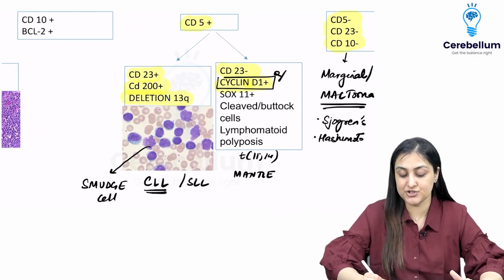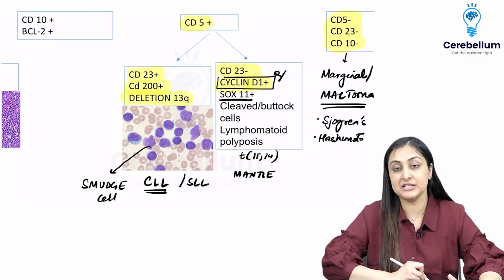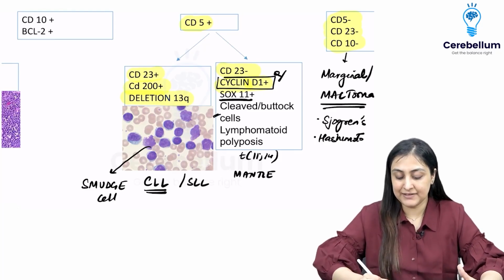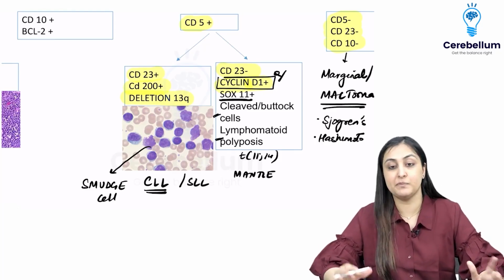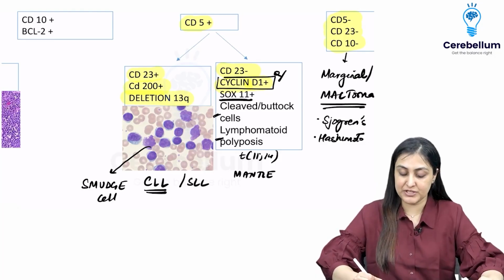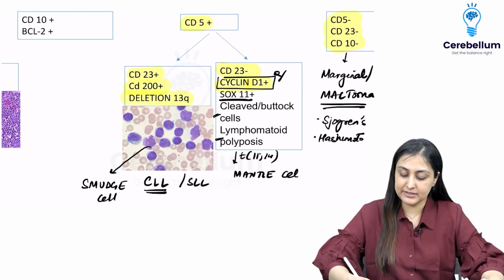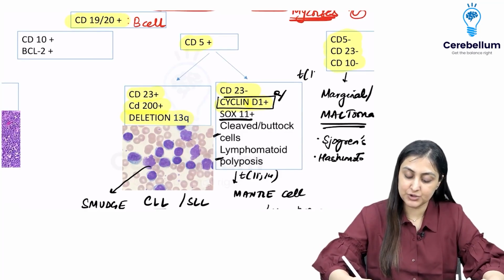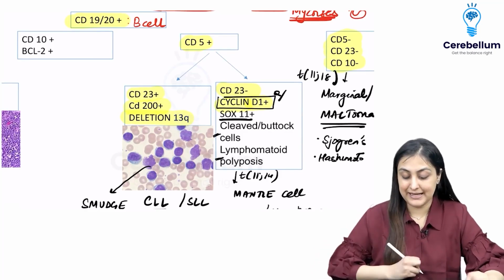This is also a repeat question. In certain cases where D1 is negative, you can also get SOX11 positivity. You can get cleaved cells or lymphomatoid polyposis. These are just 2 extra edge points for you. So this is your mantle cell lymphoma. So we've sorted 3 already. I hope you remember the marginal translocation. We took the margins T11, 18.